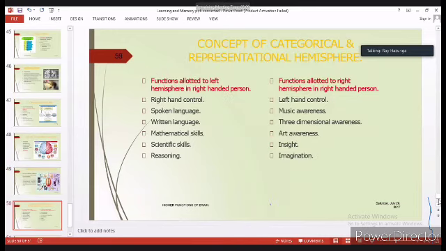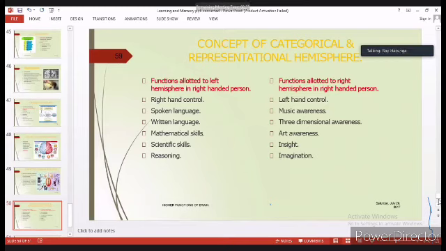So the functions allotted to the left hemisphere in a right-handed person. If you have a right-handed person, your dominant part is the left side, so you have right-hand control. The spoken language will be controlled on the left side. The written language will be controlled on the left side, as well as the mathematical skills, scientific skills, and reasoning. The functions allotted to the right hemisphere in a right-handed person: they'll have left-hand control, music awareness, art awareness, insight, and imagination.